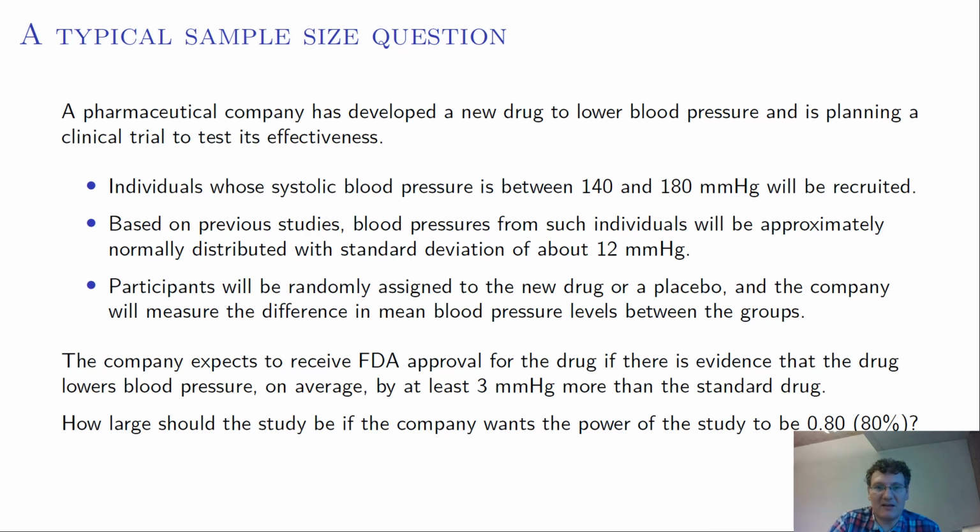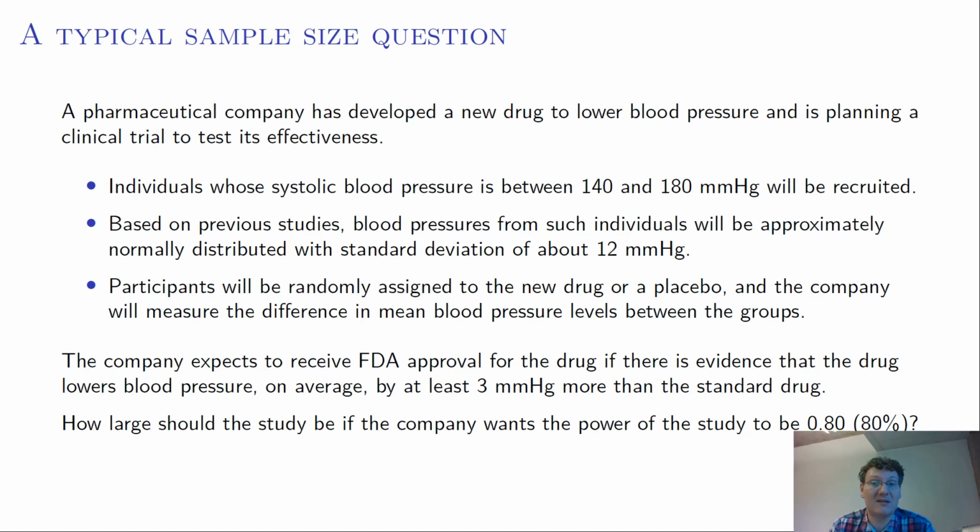Here's an example of a study sample size question. Say a pharmaceutical company has developed a new drug to lower blood pressure. It's planning on a clinical trial to test its effectiveness. Individuals whose systolic blood pressure is between 140 and 180 will be recruited. Based on previous studies, blood pressures from such individuals will be approximately normally distributed with a standard deviation of about 12. Participants will be randomly assigned to the new drug or to a placebo, and the company will measure the difference in mean blood pressure between the two groups.